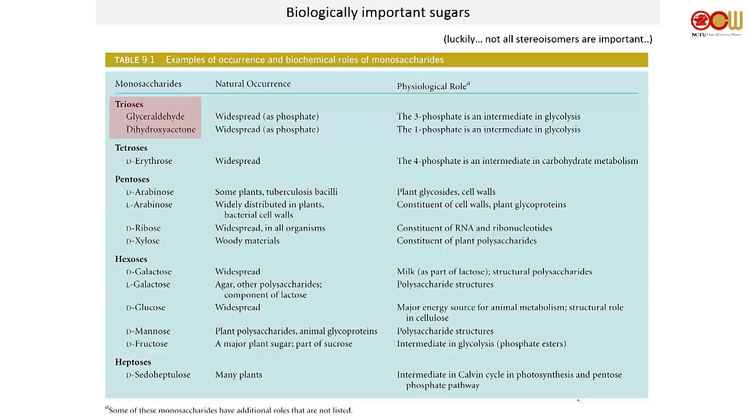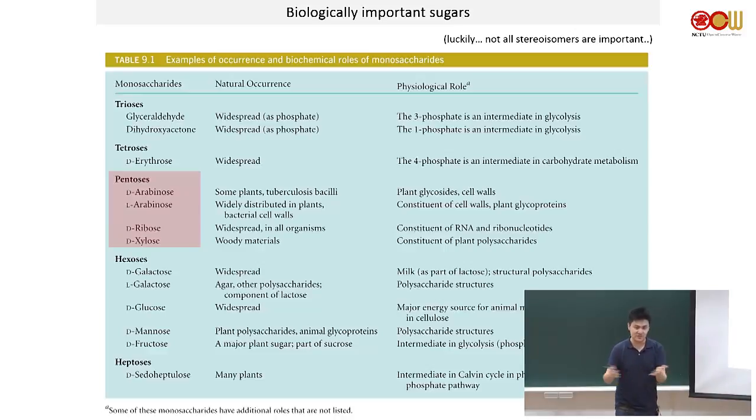Those two are found in glycolysis, which is the central metabolic pathway that is happening every second in your body. You have pentoses, for example ribose. Ribose, you should know it's important because of deoxyribonucleotides. Ribose is found in DNA and RNA.